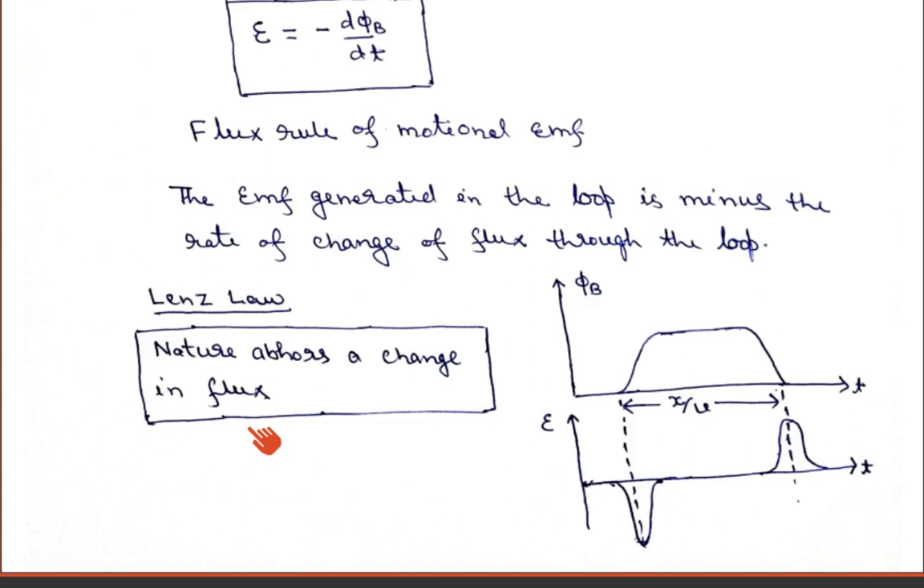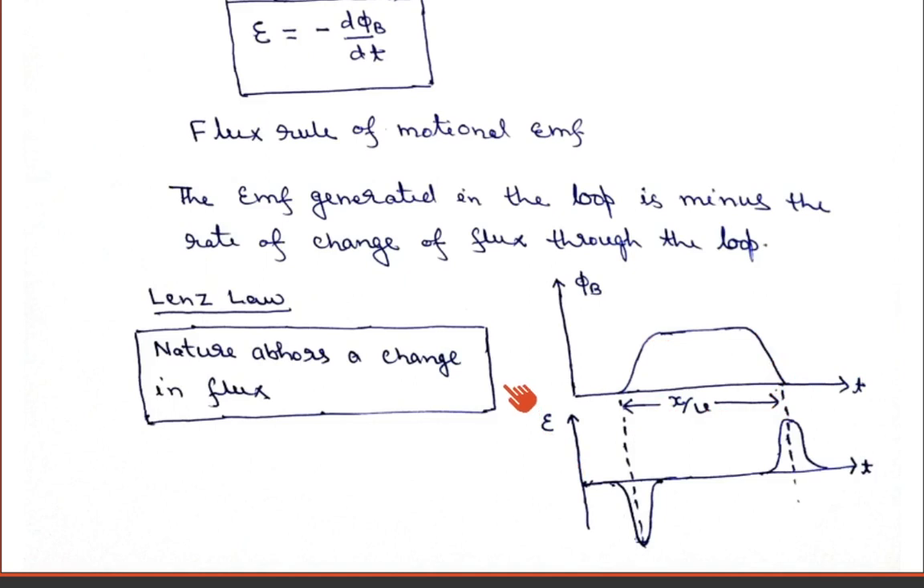Let us say we plot flux with respect to time. Wherever there is a change in the flux, nature will oppose that change by developing an EMF opposite to the direction of change of the flux. So here this is time, this is phi b. Here flux is changing, and here flux is not changing, and again here flux is changing. Here flux is increasing, and here flux is decreasing.